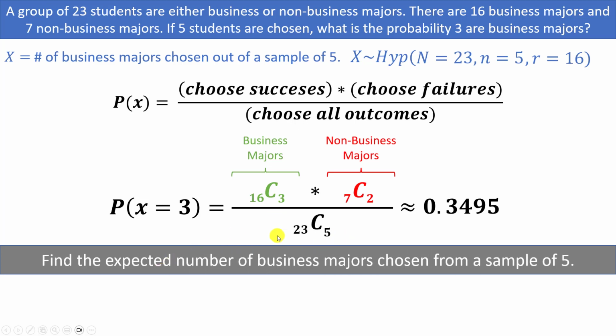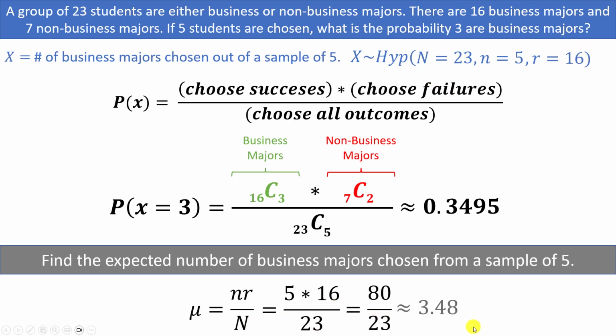Let's also find the expected number of business majors from a sample of 5. That's the same thing as asking for the mean, which is lowercase n times r divided by uppercase N. So just plug in the numbers if you've identified those up here. We have 5 times 16 over 23, which comes to 80 over 23, or about 3.48. So you'd expect that on average from a sample of 5, you get somewhere between 3 and 4 business majors.